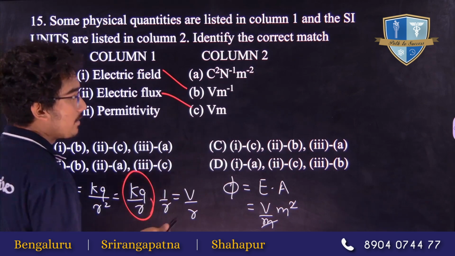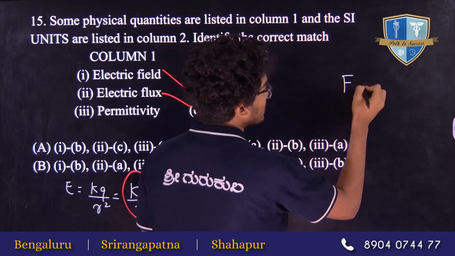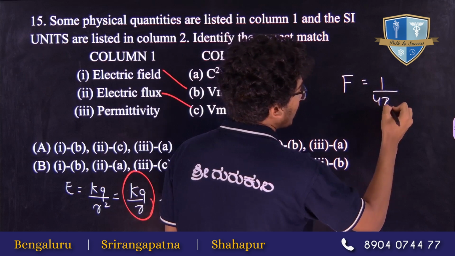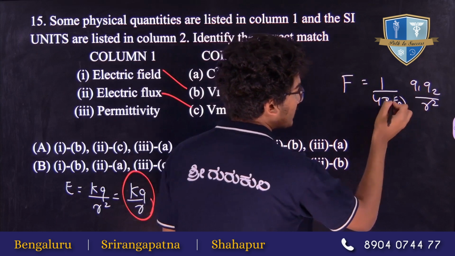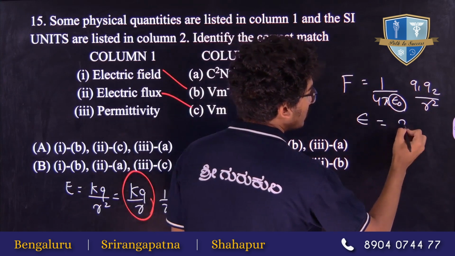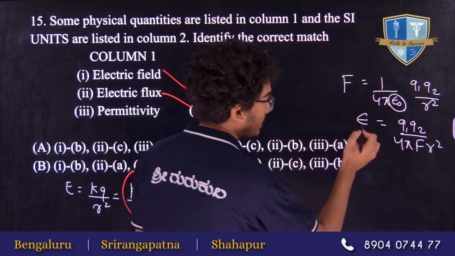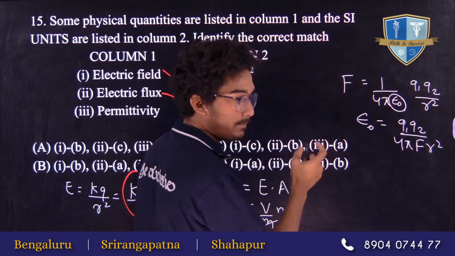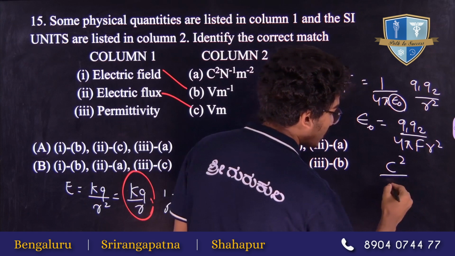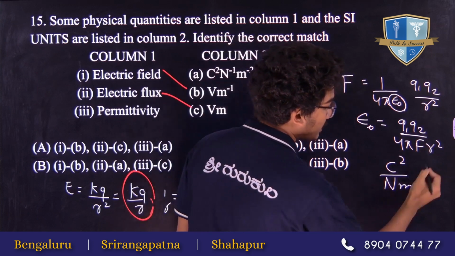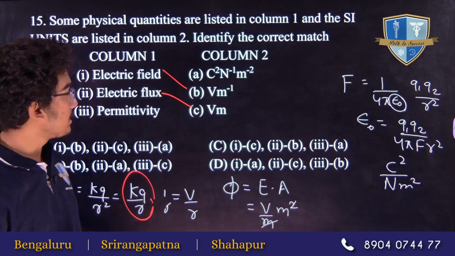Now permittivity. We know force is equal to 1 upon 4 pi epsilon naught Q1 Q2 by R square, correct? Now this is our permittivity. So this will be equal to Q1 Q2 divided by 4 pi F into R square, correct? Now the unit for this will be Q into Q, meaning coulomb into coulomb will be coulomb square. 4 pi doesn't have any unit. The unit for force will be Newton, and the unit for R will be meter, and it is 2 times, so meter square. So it is coulomb square, Newton inverse, and meter inverse square.